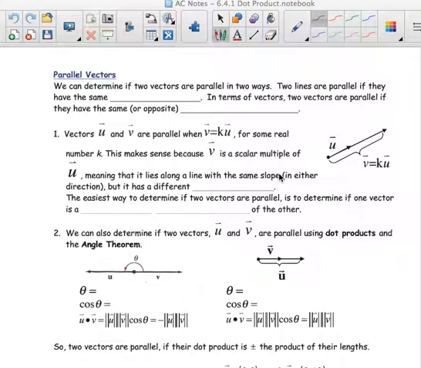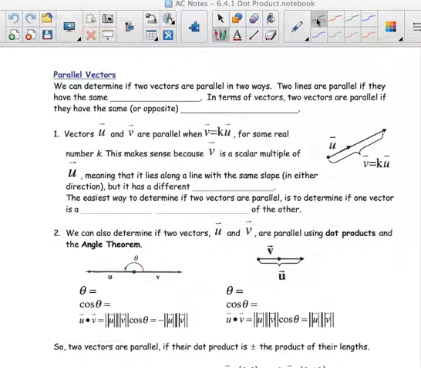Okay, this is the fourth side of the notes packet from 6.4 on the dot product that we didn't have time to finish in class. This page deals with parallel vectors and how we can determine if vectors are parallel. So we can determine if two vectors are parallel in two ways.